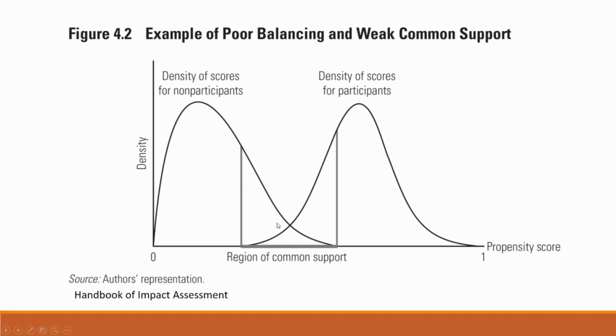In this case, there's not going to be very many people in the treatment group for which you can find comparable individuals in the control group. This would be weak evidence of common support. If you saw this, you would be very concerned that propensity score matching is not going to be a good approach.